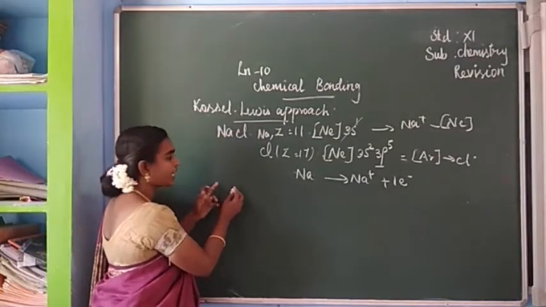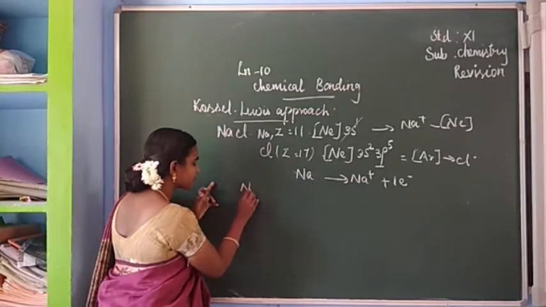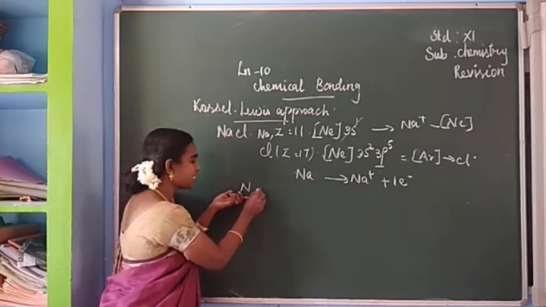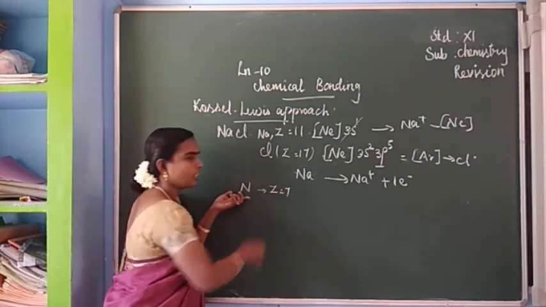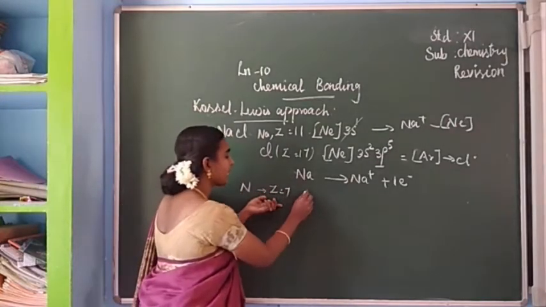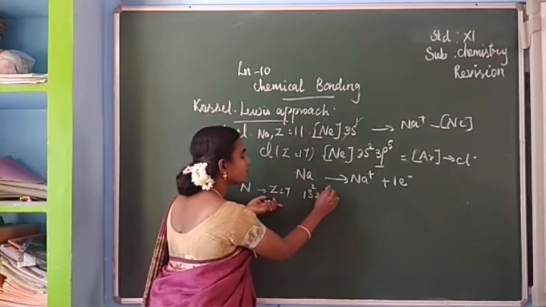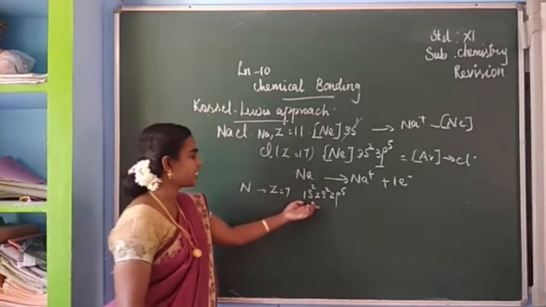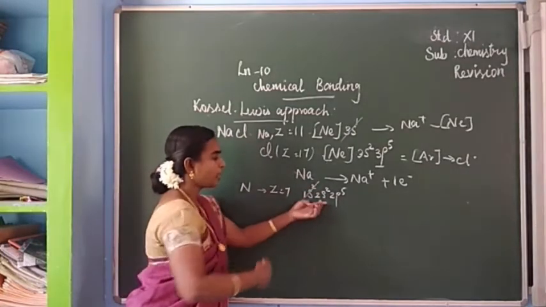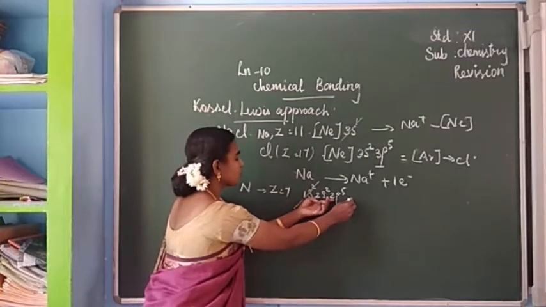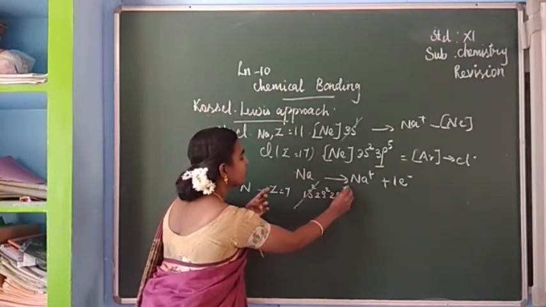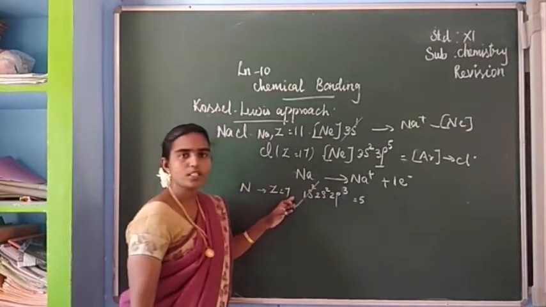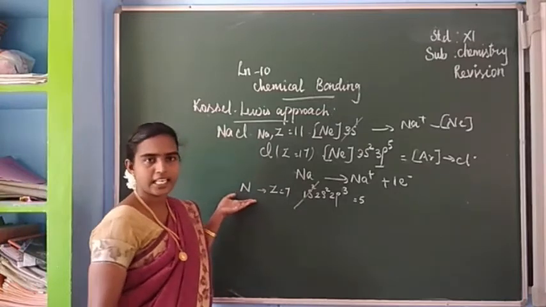For example, consider the nitrogen atom, Z equals 7. Its electronic configuration we can write 1s2, 2s2, 2p3, total 7. How many valence electrons are there in nitrogen? Leave the first shell, so it becomes 5 valence electrons present in the nitrogen atom.